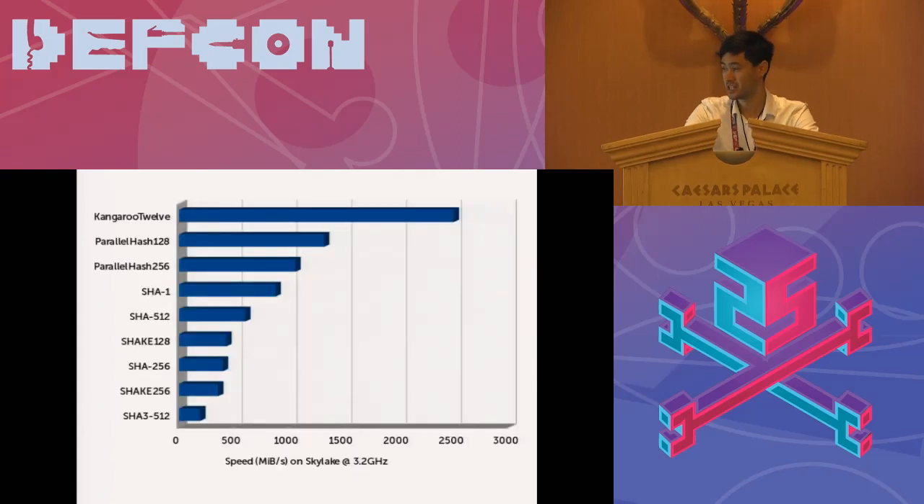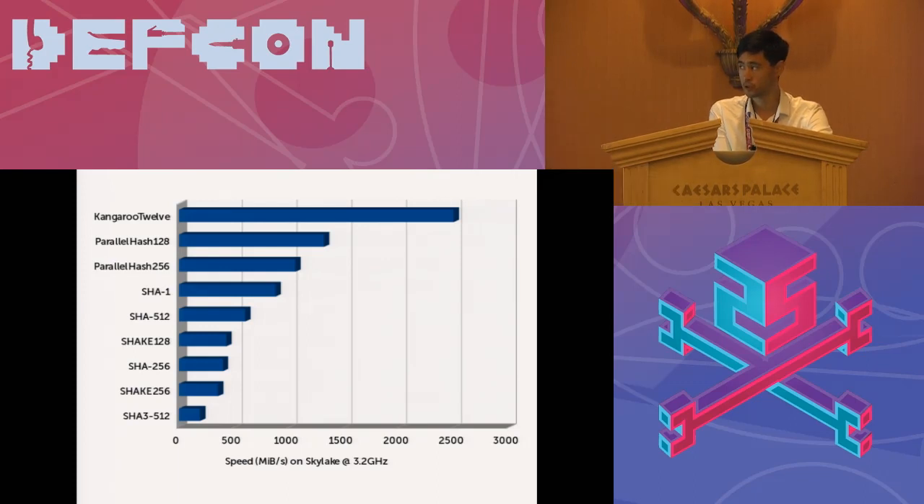KangarooTwelve is blazing fast. It's faster than parallel hash, it's faster than SHA-1, SHA-2, SHA-3, and all these constructions. I don't know if it's faster than Blake 2. I believe it plays in the same ballpark. But it's not very important. At this point, it's so fast that your hash function is not really the bottleneck of your application anyway.